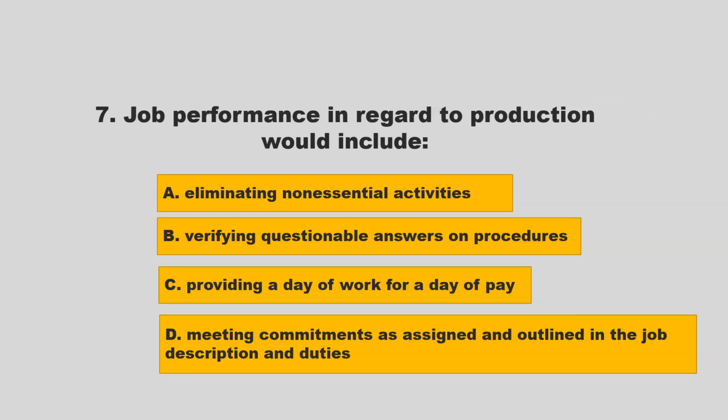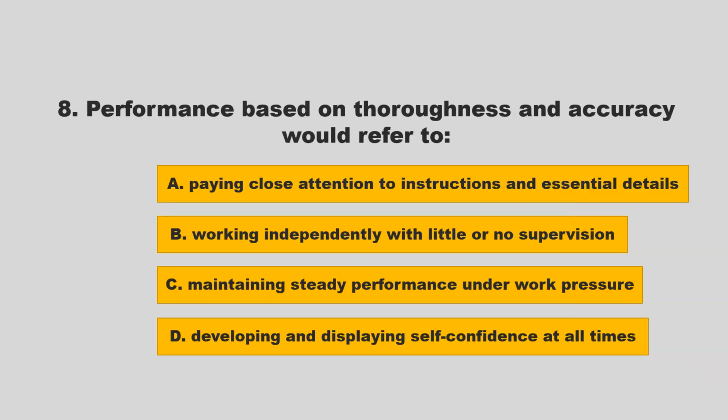Job performance in regard to production would include eliminating non-essential activities, verifying questionable answers on procedures, providing a day of work for a day of pay, meeting commitments as assigned and outlined in the job description and duties. If you chose D, you are correct.